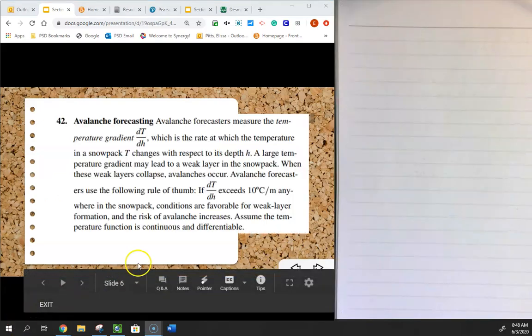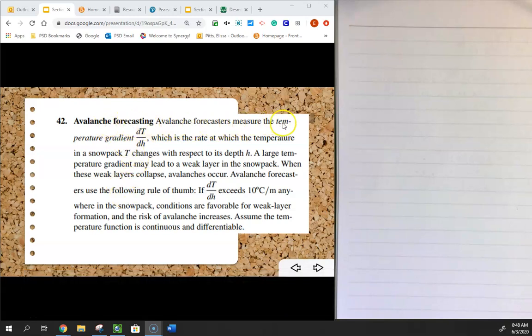There are many application problems in this section, and this is just one of them. Avalanche forecasting. Avalanche forecasters measure the temperature gradient dT/dh, the change in temperature with the change in depth, which is the rate at which the temperature in a snowpack T changes with respect to its depth. A large temperature gradient may lead to a weak layer in the snowpack. When these weak layers collapse, avalanches occur.